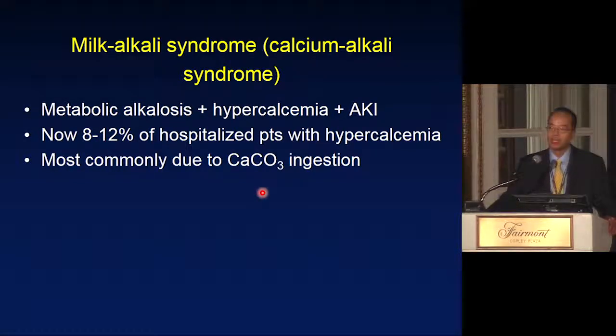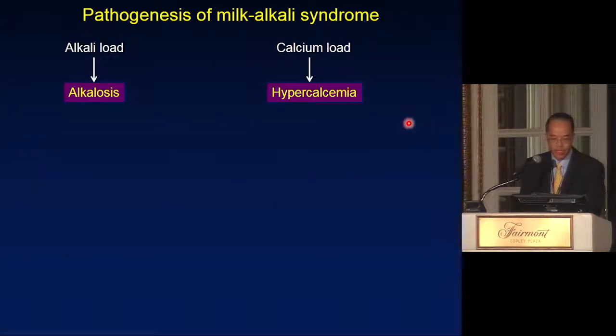So in the era when lots of patients are getting recommended calcium carbonate to treat or to prevent osteoporosis, this is becoming increasingly common and is said to account for about 10% of patients in hospital with hypercalcemia now. And essentially this is a combination of metabolic alkalosis with hypercalcemia and acute kidney injury. And these three tend to be synergistic with each other. So if a patient is ingesting calcium carbonate, the carbonate is an alkali, so that alkali load theoretically can cause an alkalosis. The calcium could theoretically raise your serum calcium a little bit.